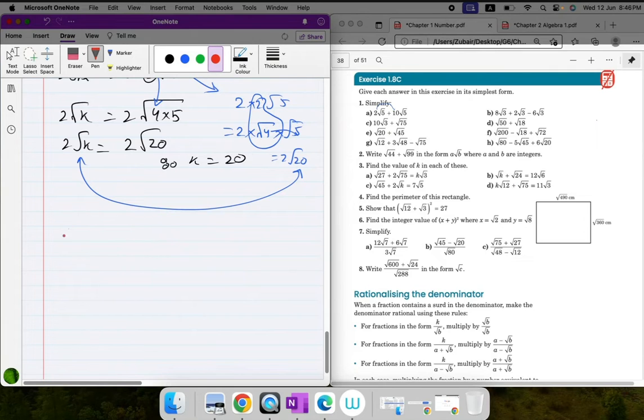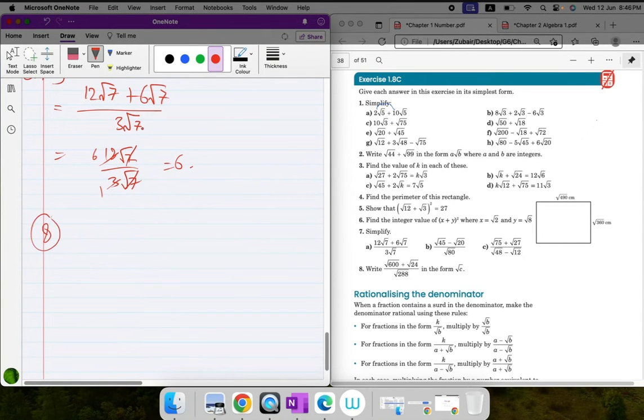I'm going for question number 7. 12 square root 7 plus 6 square root 7 over 3 square root 7. So 12 plus 6 is 18 over 3. Square root cancels out, 3 times 1, 3 times 6. So the answer is 6.